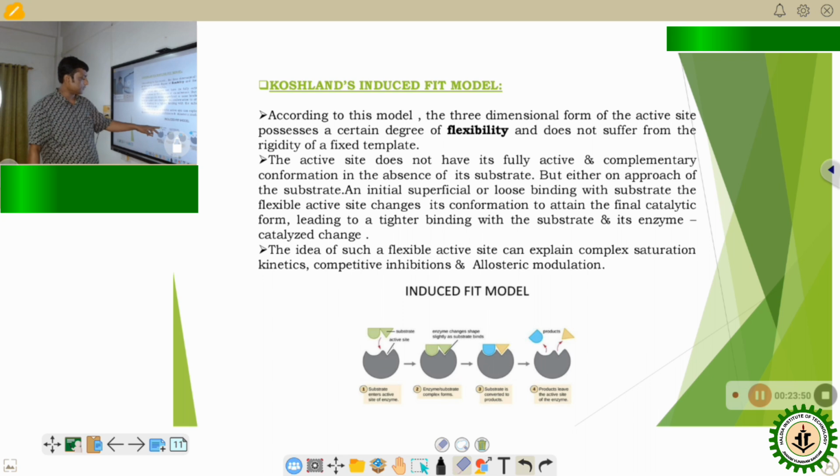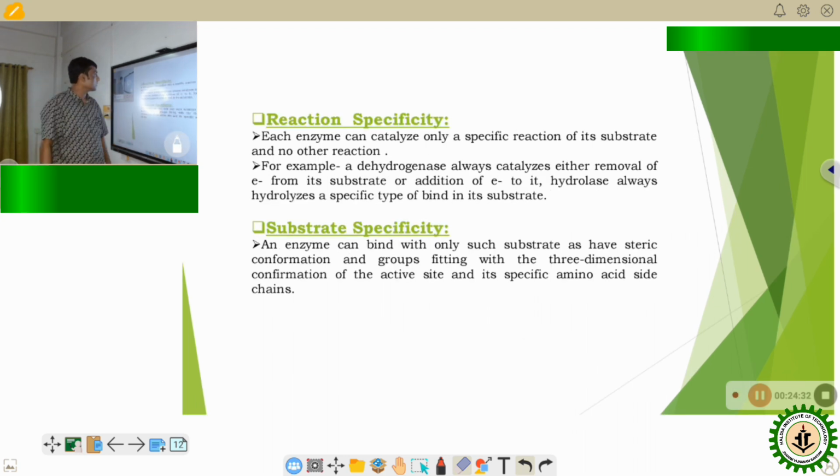So if the substrate structure is this one, then as the substrate comes in contact with the enzyme, there is a slight change in the configuration of the enzyme. Due to this slight change, the active site now takes the configuration according to the substrate, and that is possible due to its flexible nature. So it fits. After fitting, the enzyme substrate complex forms, then the substrate is converted into product and releases the enzyme in its native form. Okay, so these are two models which explain the activity of enzymes.